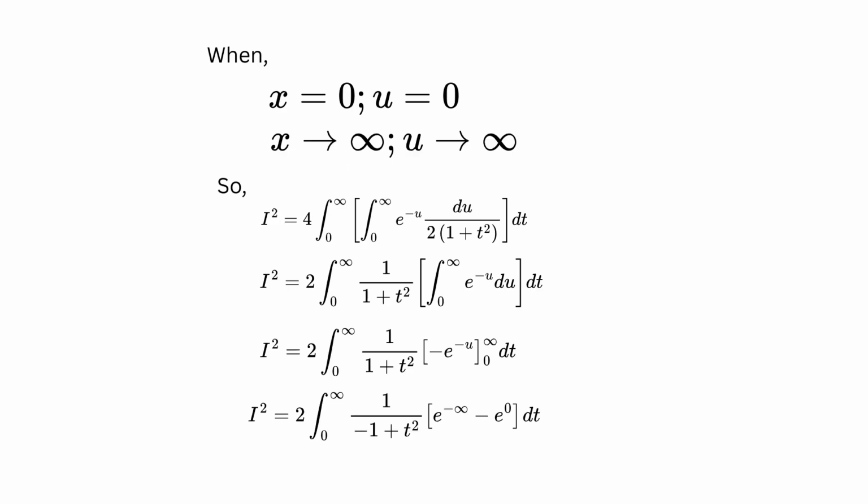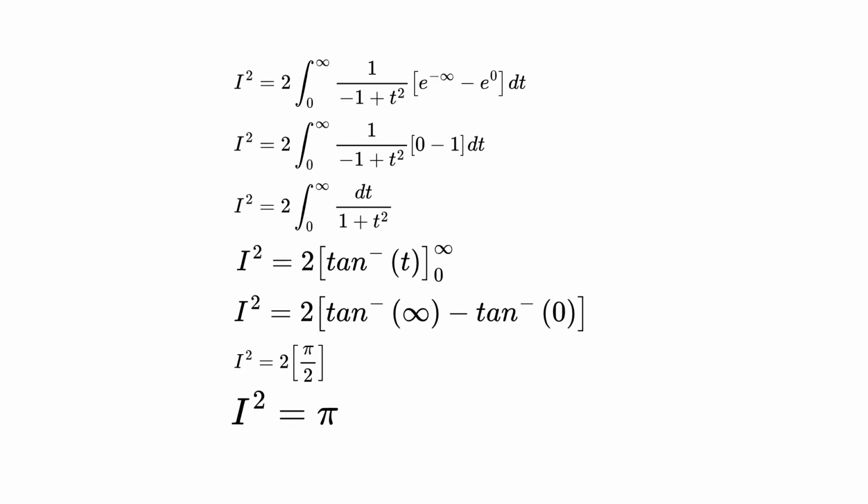Now when we plug in our u substitution, we get this value for I squared. Now, e to the power negative infinity converges to 0 and e to the power 0 is simply 1. Hence, the integral becomes dt over 1 plus t squared. This integral's value will be tan inverse of t. Applying limits, we get pi over 2, and on further simplification we get I squared equals pi.